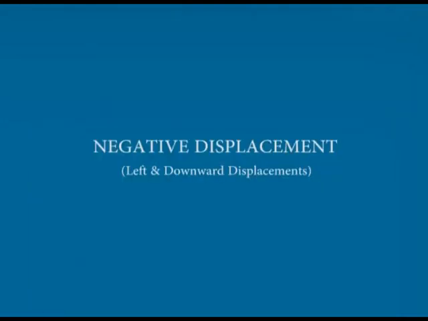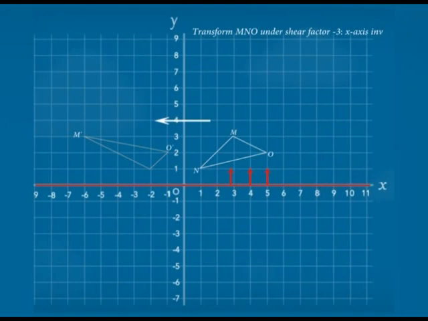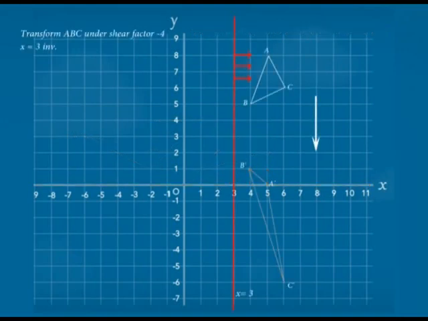Now, so far, we know that a negative shear factor displaces points leftwards or downwards. But something else also displaces the points leftwards and downwards. If you look in all the examples, I was careful enough to keep all the figures above the invariant line. For example, this triangle MNO was above the invariant line, the x-axis, or in front of the invariant line. For example, this triangle ABC was in front of the invariant line, x equals 3.